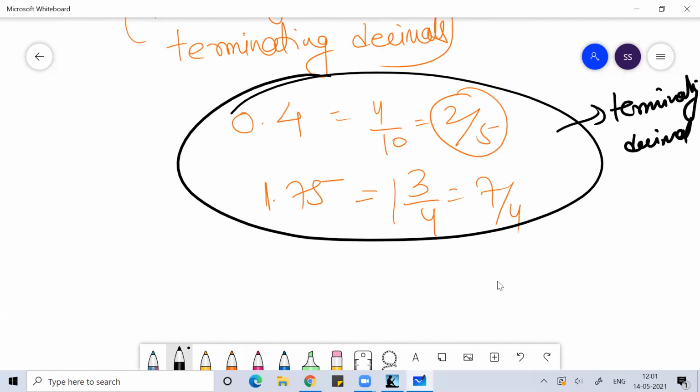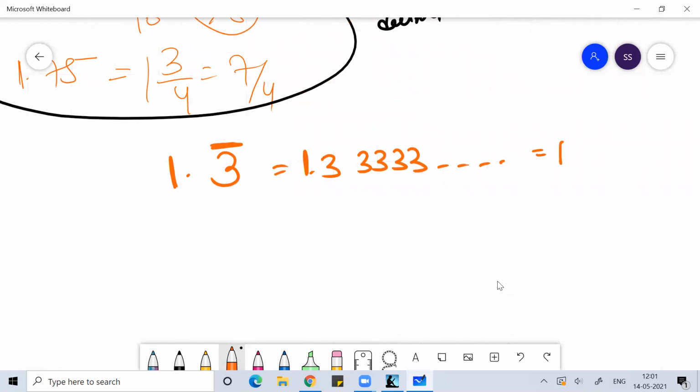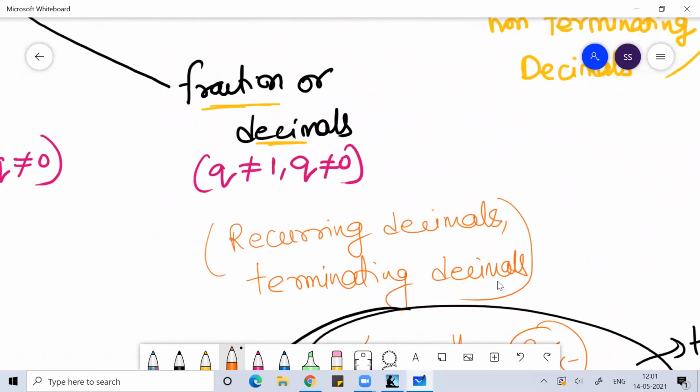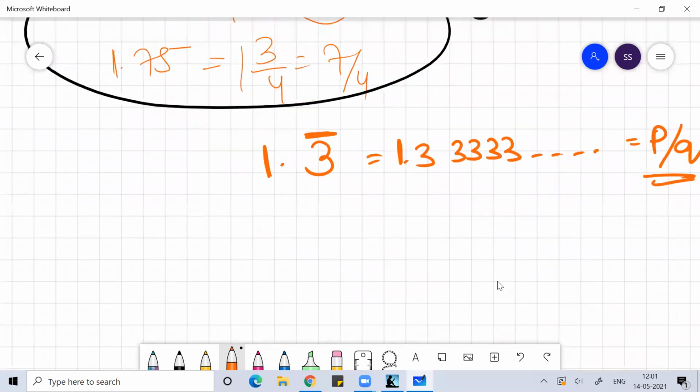Then you can have recurring decimals also, like 1.3 with a bar, or you can write 1.333333. Can you write this in P by Q form? Rational numbers are either recurring decimals or terminating decimals. So these are terminating decimals. Now these are recurring decimals.